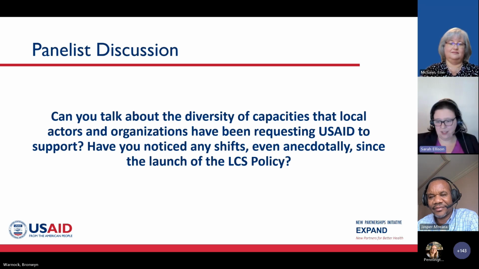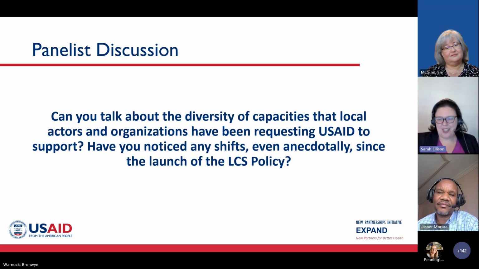So USAID is also trying to change our approach based on what works here. What I've noticed anecdotally since the launch of the LCS policy is this mindset shift about who decides what capacities count. One of my colleagues in USAID Paraguay, Laura Alvarez, was chatting with me about this just in April. She was saying that when she talks to new local organizations about the types of capacities they want to strengthen, it sometimes takes about 3 to 4 conversations to get to the heart of the matter.